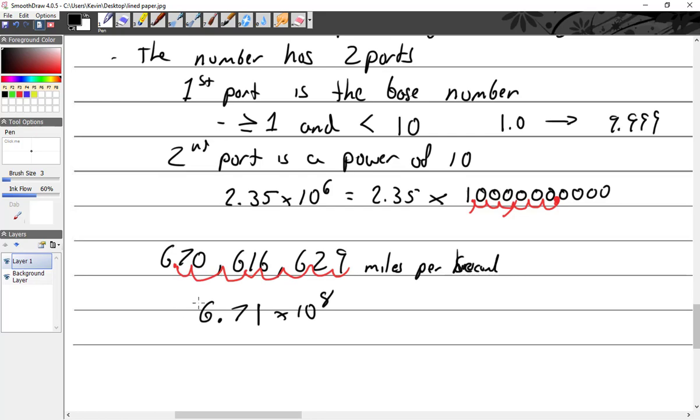What if I want to write it really small? Let me see. If I had a number like 0.00000235. What would that be? Well, got to move it 1, 2, 3, 4, 5, 6 places. So 2.35 times 10 to the what? Negative 6.